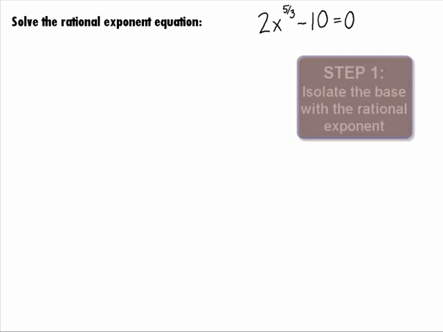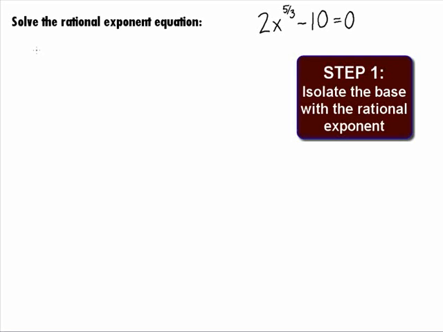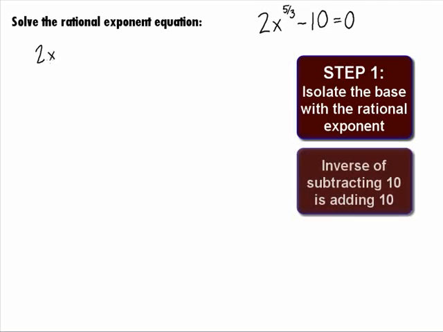In step 1, we want to isolate the base with the rational exponent. It looks like we need to do a little bit of work here. Let's move that 10 that is being subtracted by doing the inverse operation of adding 10 to both sides. This gives us 2x to the 5/3 power minus 10 plus 10 equals 0 plus 10.